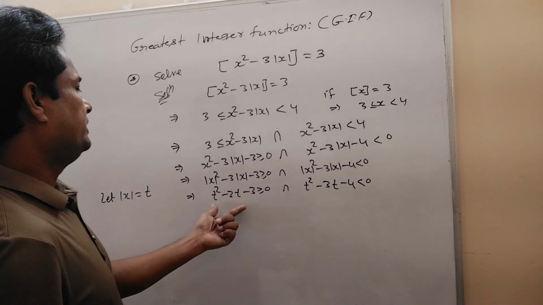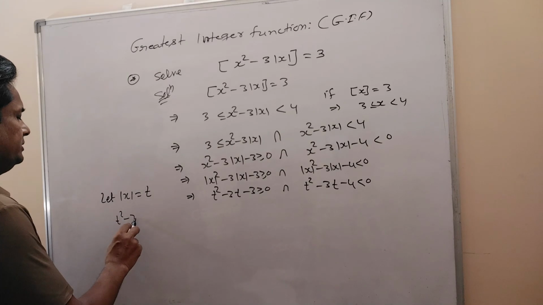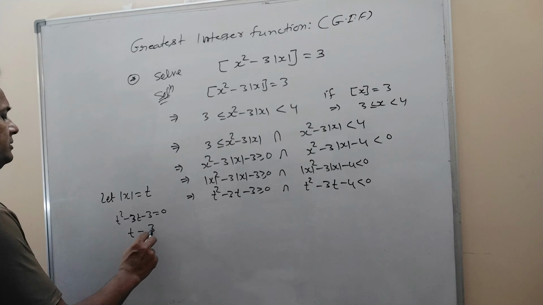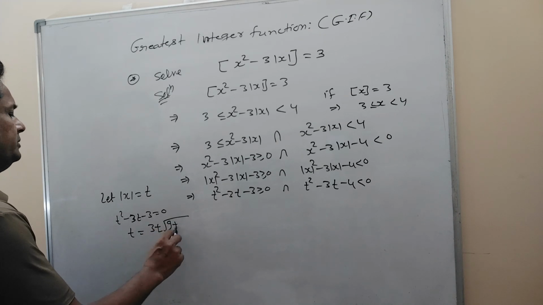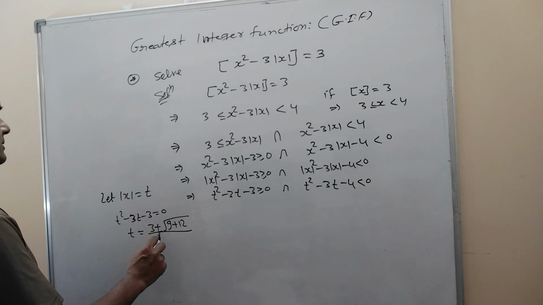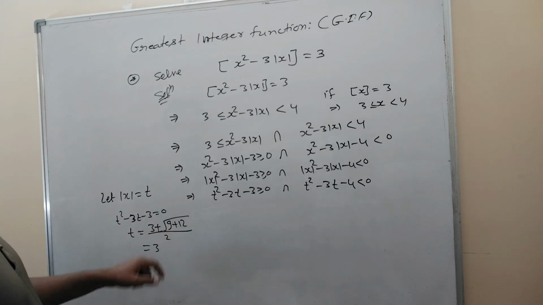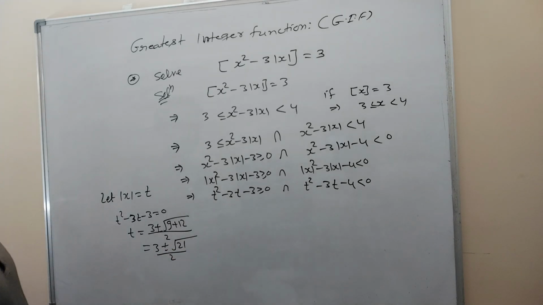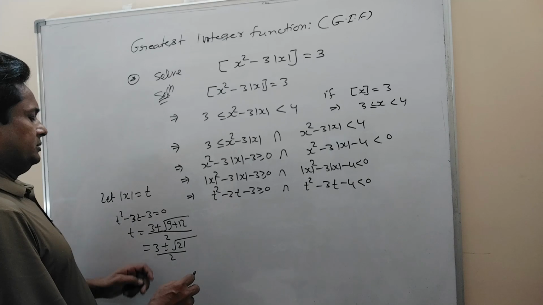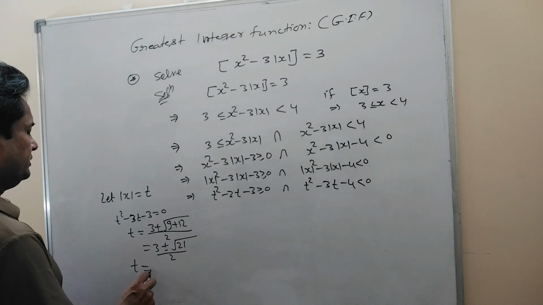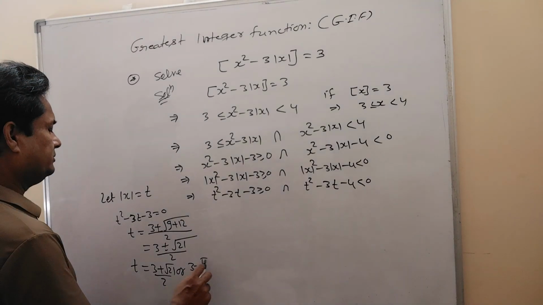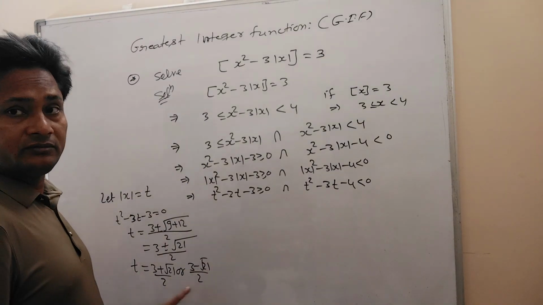Then solve this one. Find out the roots of t square minus 3t minus 3 is equal to 0. Then t will be 3 plus minus root of 9 plus 12, that is 21, divided by 2. So 3 plus minus root 21 by 2. So one root is 3 plus root 21 by 2, the other is 3 minus root 21 by 2. These are the two roots.